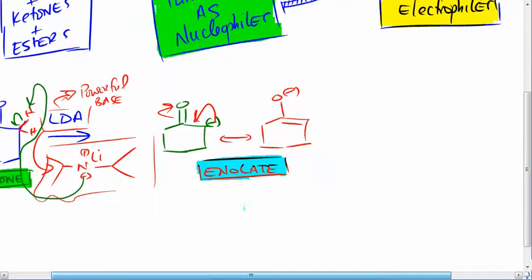Okay. Now let's see what's going on here. The next thing that's going to be occurring here is that we're going to react this with CH3I. And then you're going to have an SN2 reaction occurring.